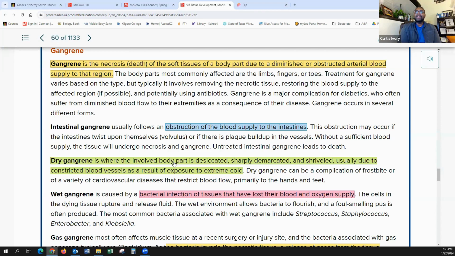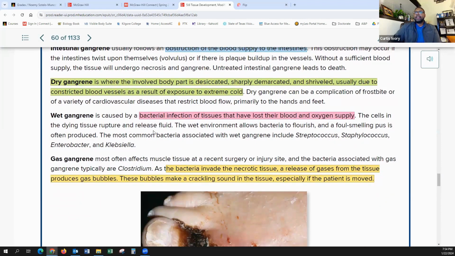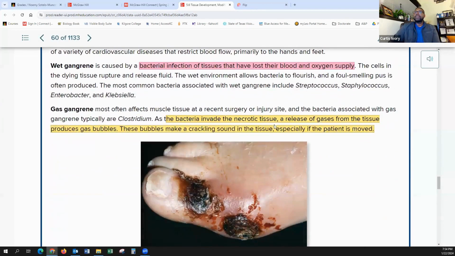So now essentially the bacteria is going to start winning and it's going to start multiplying because there's nothing to fight it. So that would be wet gangrene. An example of that would be staph infections or streptococcus. Those would be a good example of those.